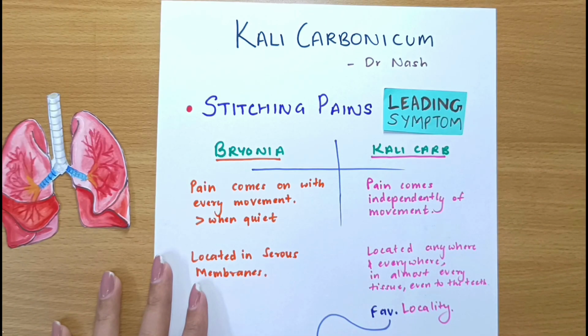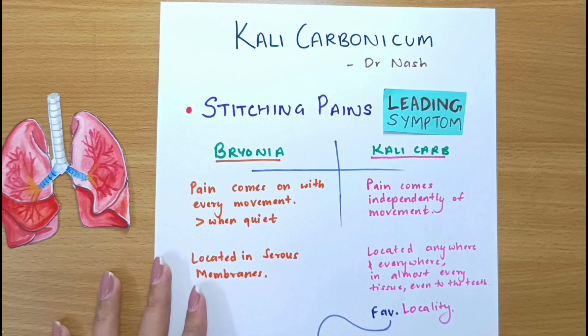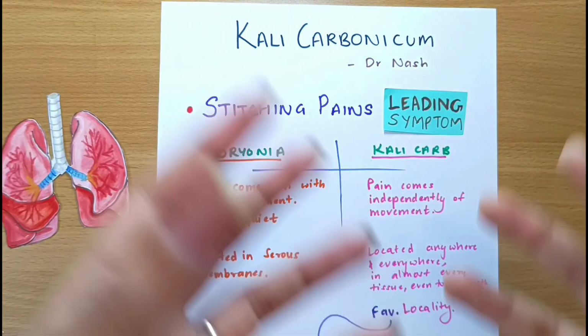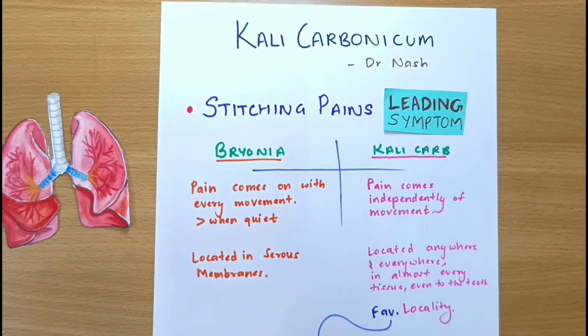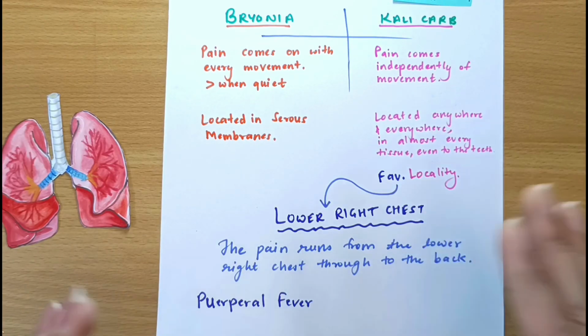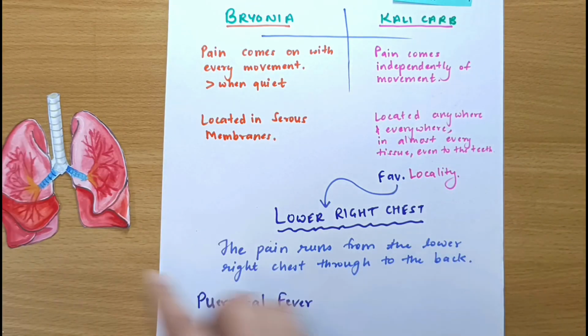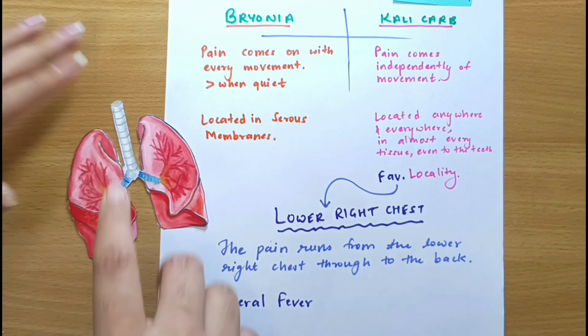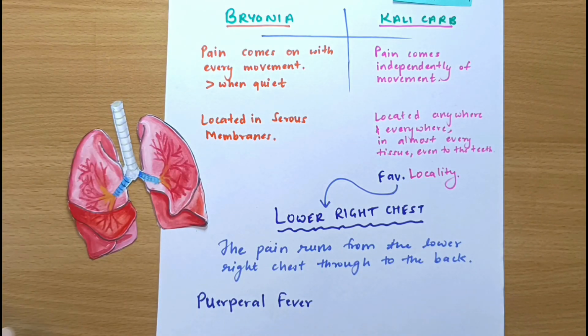Going ahead, we see that if at all Kali Carb also has this symptom or this kind of pain in their lungs, in their chest, then where does it act? So the favorite locality of Kali Carb is actually the lower right chest. Okay, so in the lower right chest, this pain, so over here, okay, in the lower lobe or in the middle lobe, lower lobe of the right-sided lungs is where this remedy specially acts.